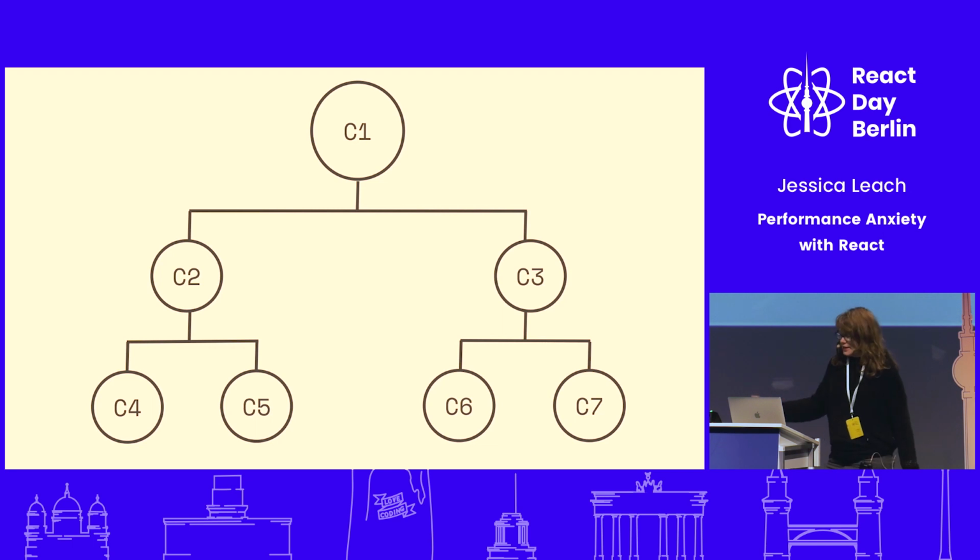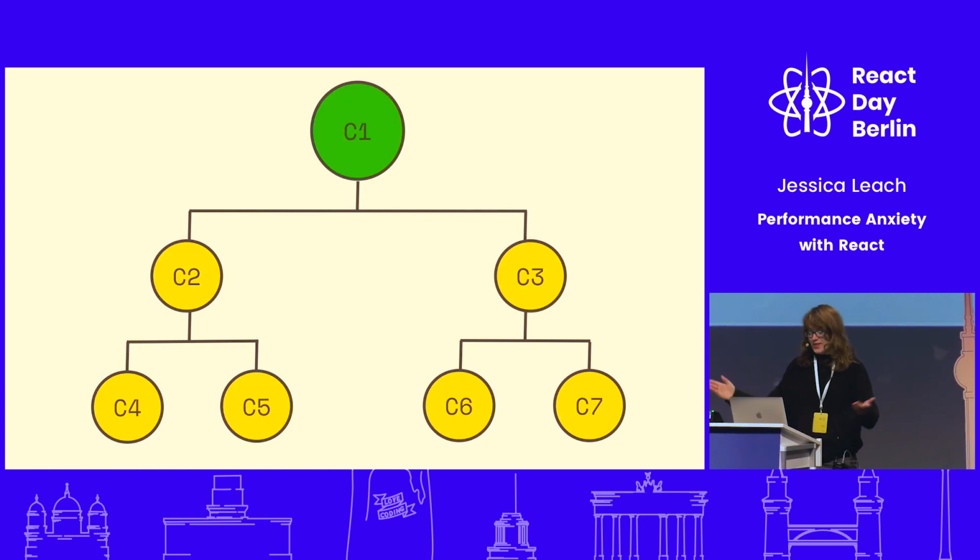Let's imagine that all of these are React components. C1 is the container, C2 and C3 are the children of C1, C4 and C5 are the children of C2, C6 and C7 are the children of C3. Imagine that something changes in C1, some state update happens or something. Which of the children will re-render? All of the children will re-render. If there's a change in the parent, then all the downstream children re-render.